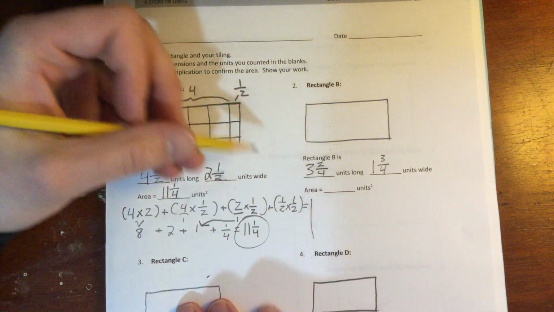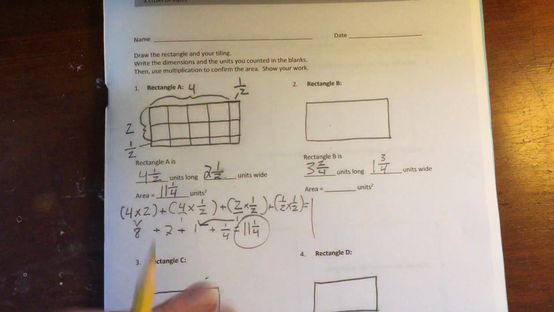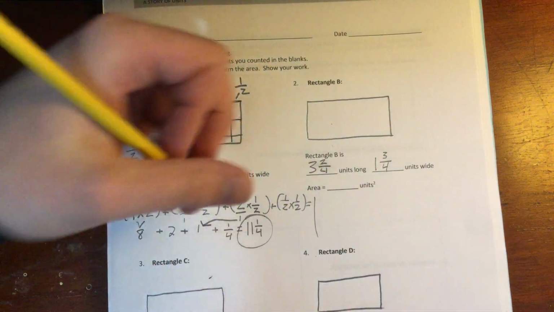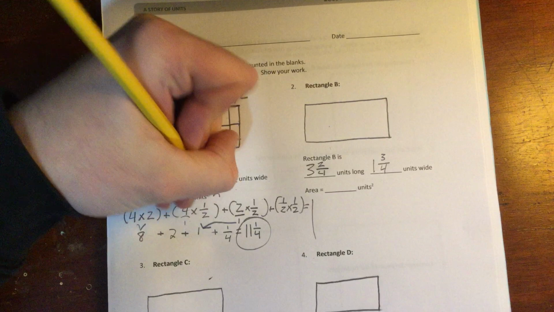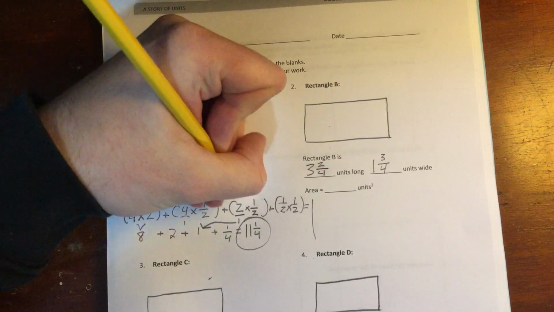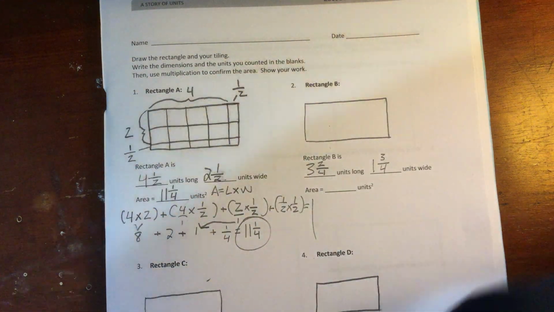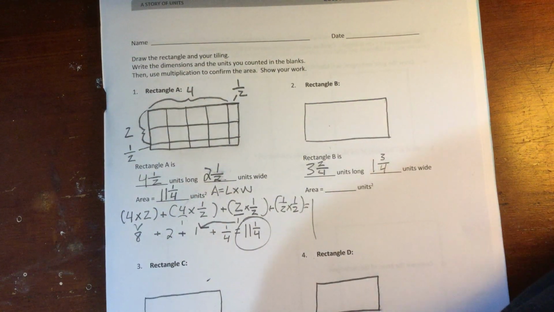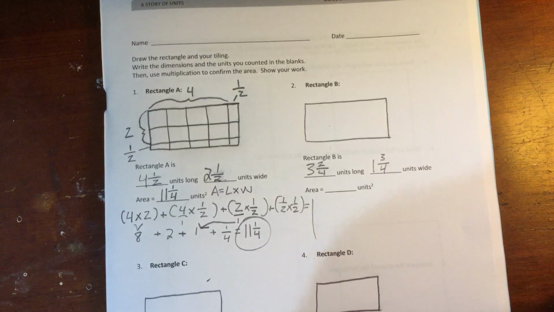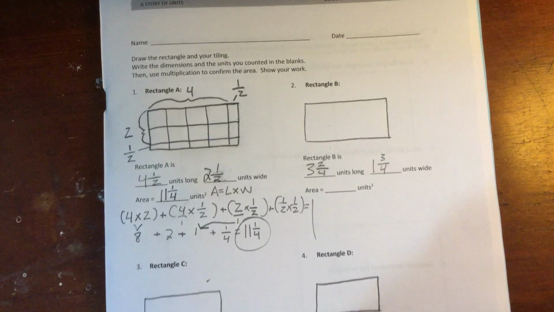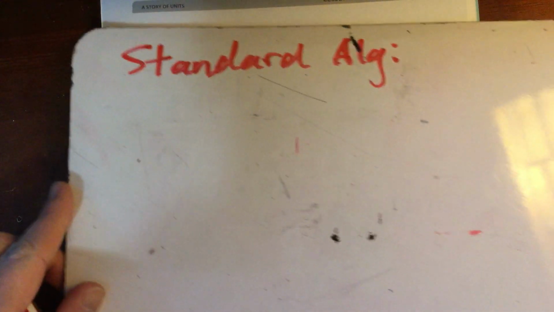All right, I'm going to show you a quicker way. I'm going to do this on my whiteboard. I know that area is equal to length times width. So I'm going to show you just the way we would do it using the standard algorithm. I'm going to write the standard algorithm on my whiteboard. Okay, so I'm going to scoot this up here.